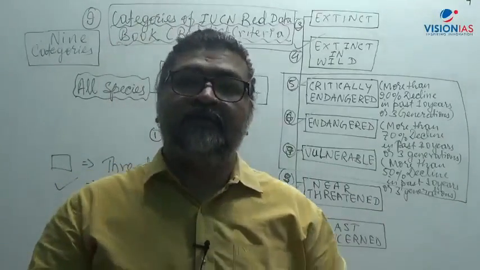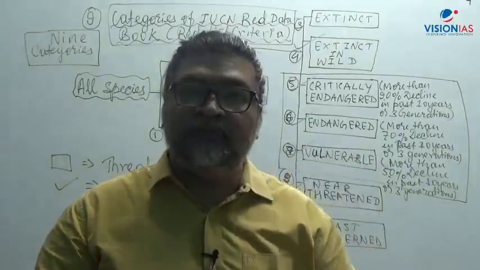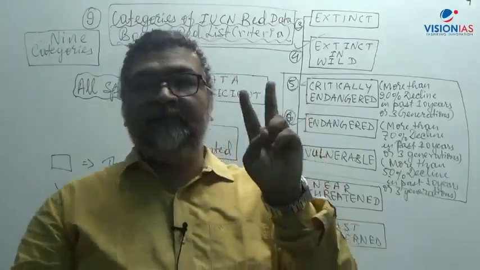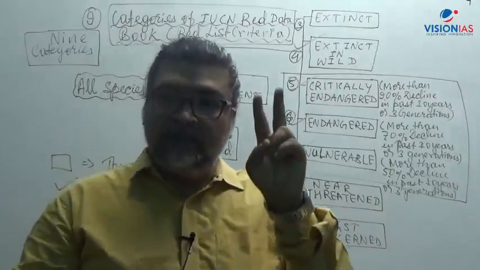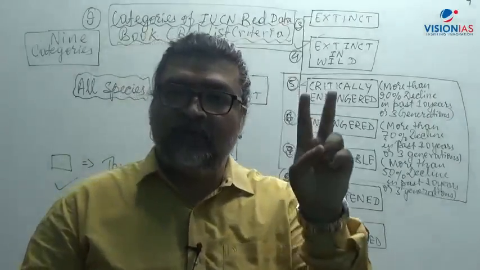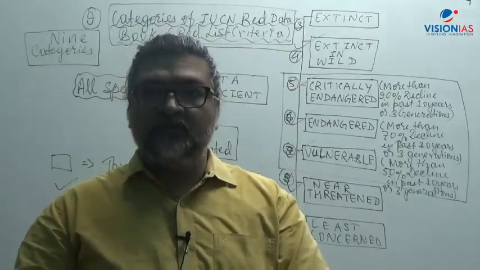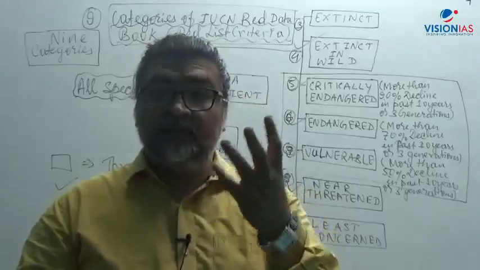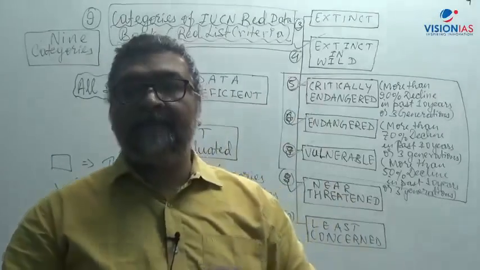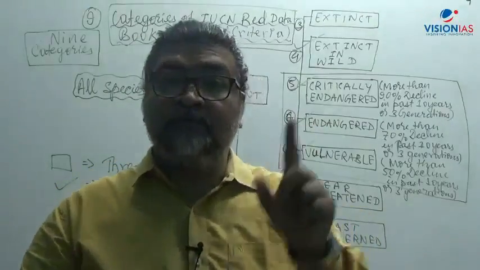Right? Somebody has been asking a question, how often is a red data book published? It is updated every 2 years. The Red Data Book is updated every 2 years. Clear? So those who have this query in mind, how often does the updation of the Red Data Book take place? Every 2 years. Now in India, the Indian Red Data Book is updated with the help of ZSI.